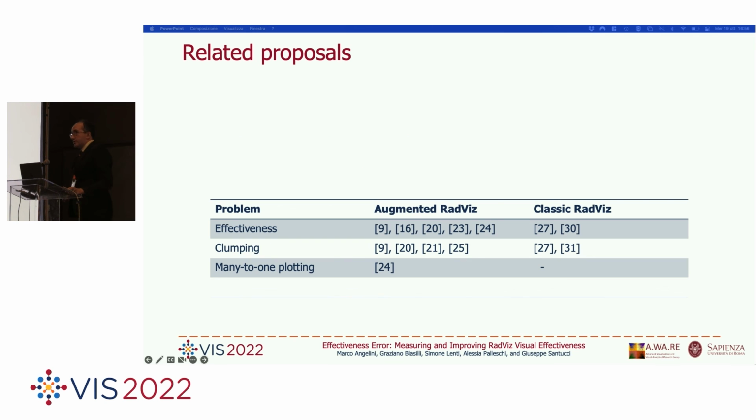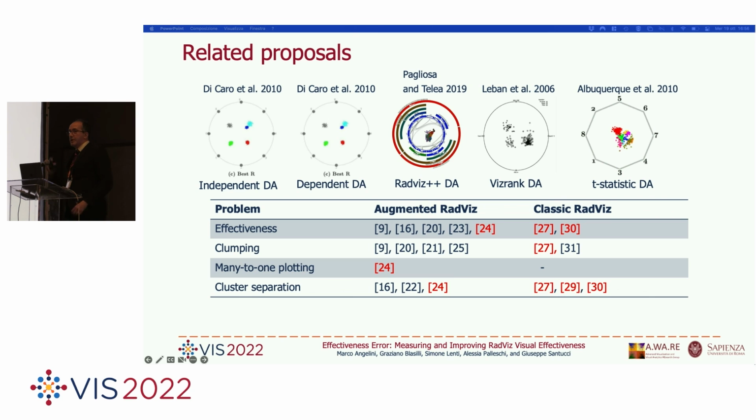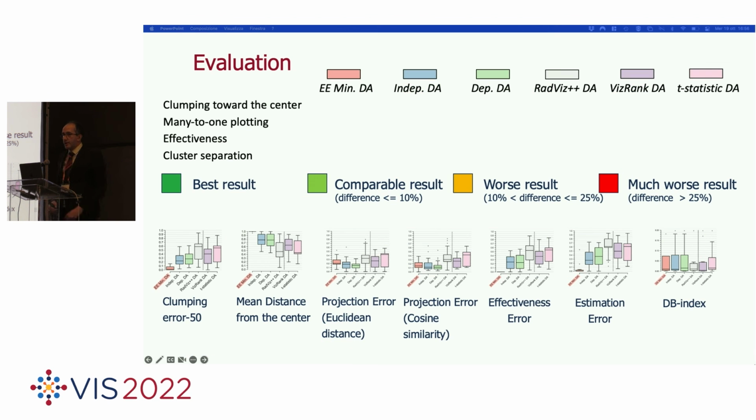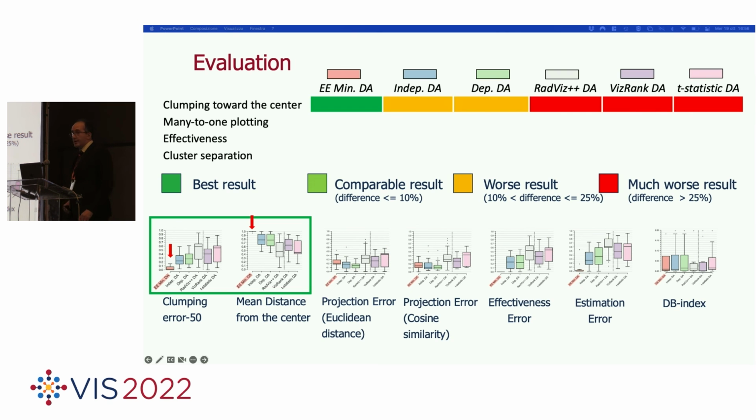But we continued this evaluation. So effectively, we went back to the literature review, and we identified, first of all, a fourth issue: visualizing clusters in a separated way, and 5 main approaches that covered classic Radviz, in order to apply the same extensive brute force evaluation to them and evaluate the performance of our objective function. Looking at the first issue, clumping toward the center, we used state-of-the-art metrics, clumping error and mean distance toward the center, and we saw a clear edge of our solution with respect to all the others.